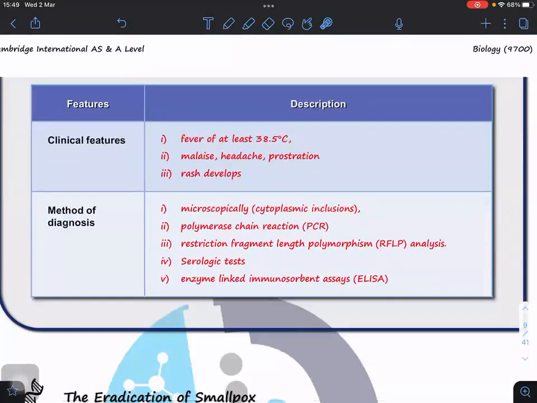Clinical features and method of diagnosis are for your information only. You can copy down, but that doesn't matter, it's not important for this. No question will be asked about this. But those terms, for example PCR, RFLP, serological test, ELISA, are terms that you're going to see again in A2. Are you clear? Okay, so no worry about this.